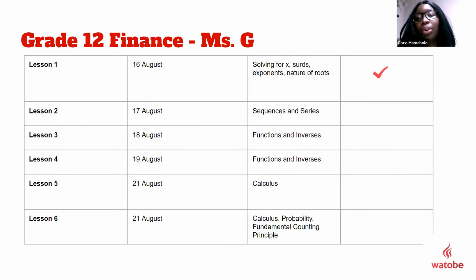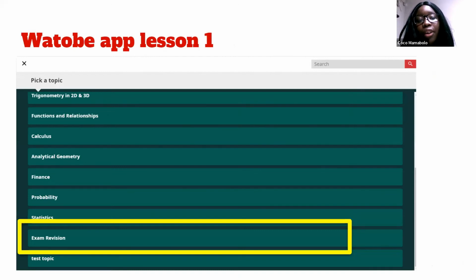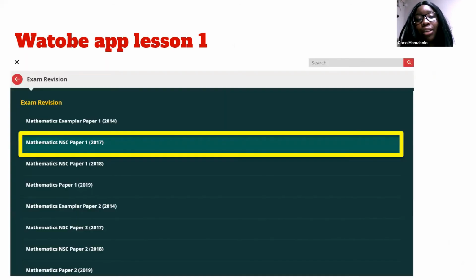Okay, she did already kind of give you guys homework. You guys can go check out the 2018 papers, but you are more than welcome to go onto the app. We do have a section right at the bottom called exam revision. And if you click inside, we would like you guys to have a look at the NSC paper 1 for 2017. Now inside, you're going to find 2 PDFs.